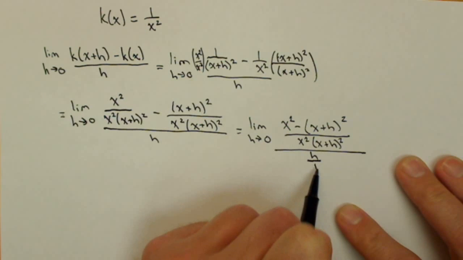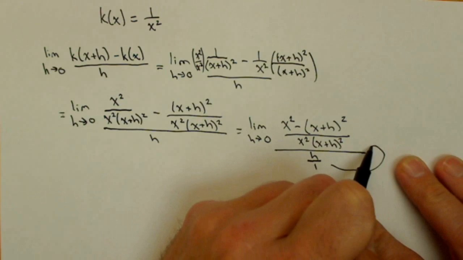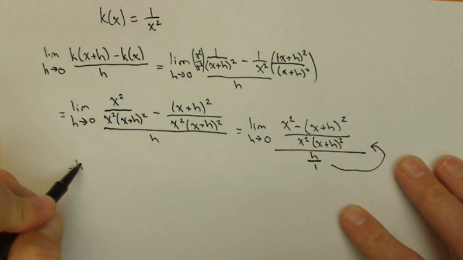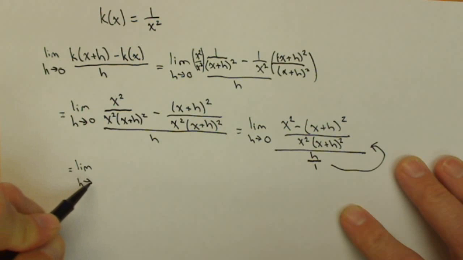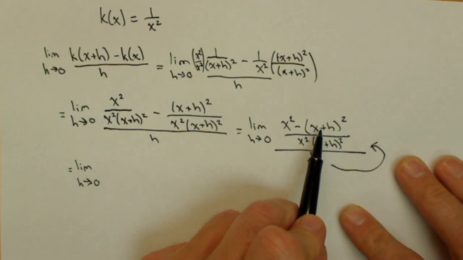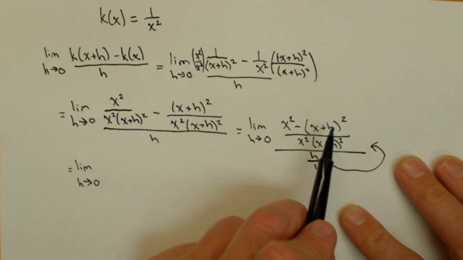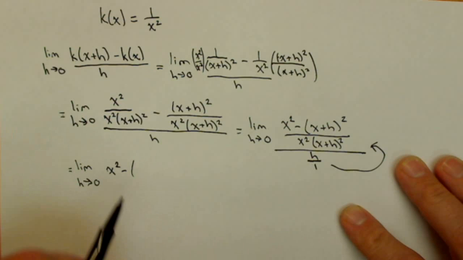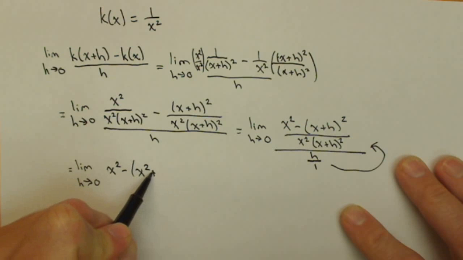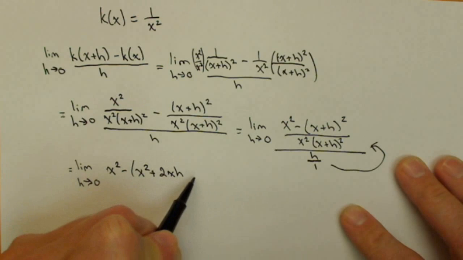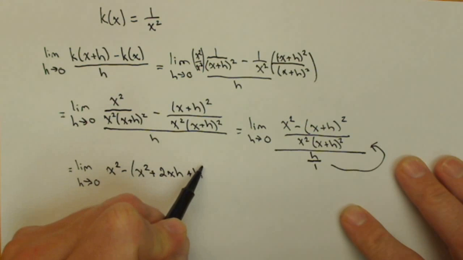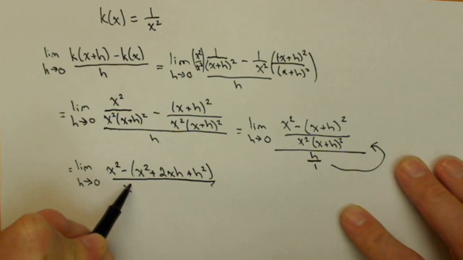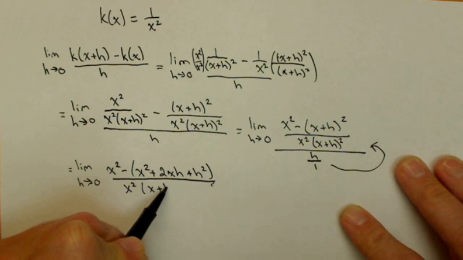Now I'm going to write this as h over 1 because I'm going to flip it and multiply, just so I don't have a fraction in a fraction. The other thing I'm going to do between steps is multiply this out. Now x plus h, the quantity squared, is not x squared plus h squared. It needs to be FOILed out. So we have x squared minus, and I'm going to do it in parentheses, x squared plus 2xh plus h squared, all over x squared times x plus h, the quantity squared.